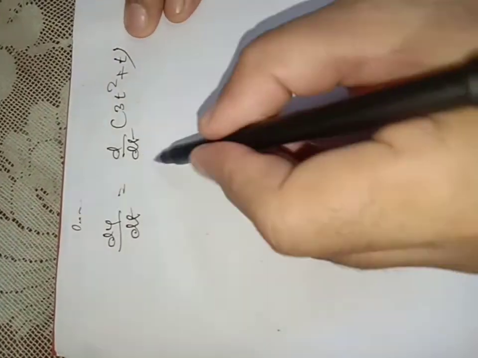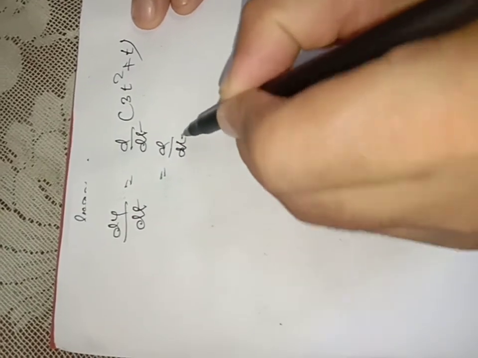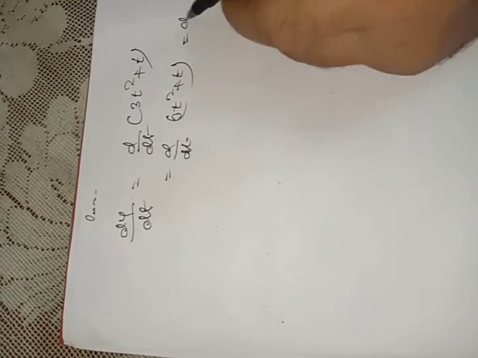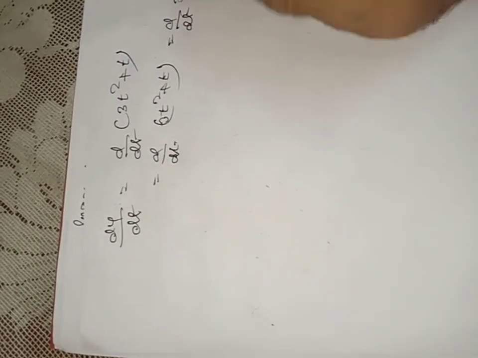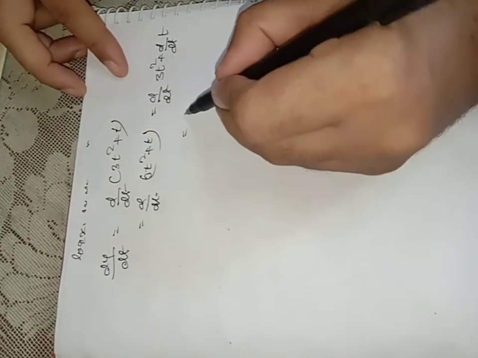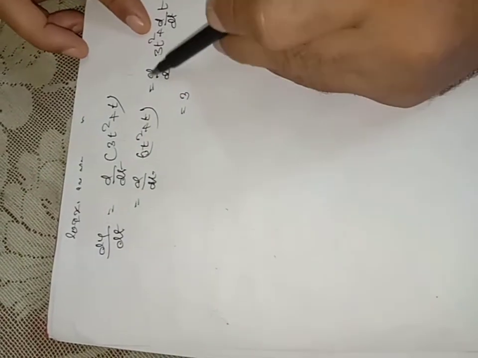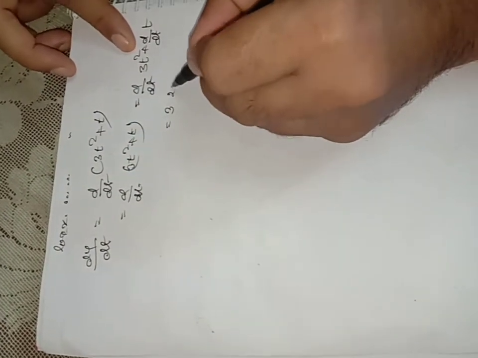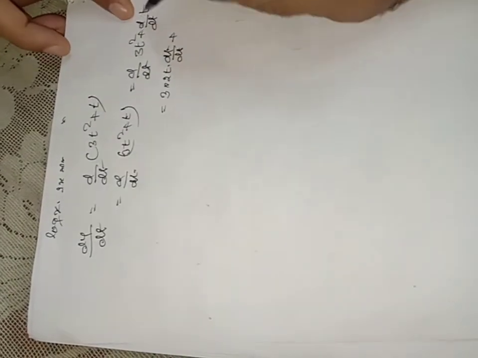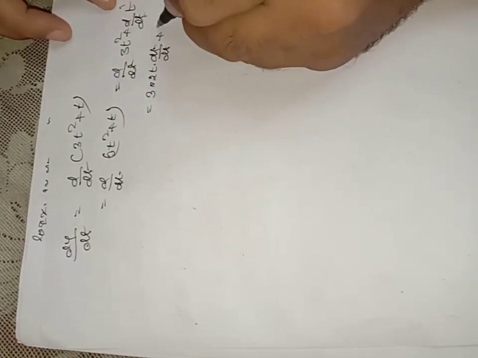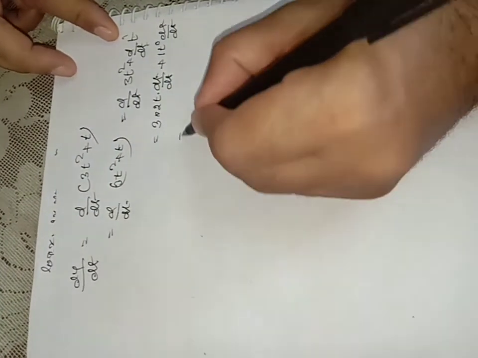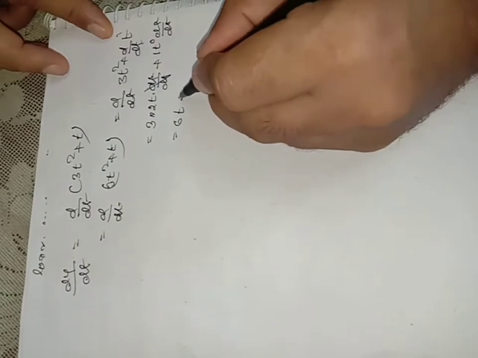Now we can distribute: dy by dt of 3t square plus t becomes d by dt of 3t square plus d by dt of t. It is a product of constant and variable, so the constant is taken out from the differentiation sign, and d by dt of t square by the x power n formula becomes 2t into dt by dt, plus d by dt of t, the power of t is 1, so it is 1 t power 0 dt by dt. So it becomes 6t plus 1.